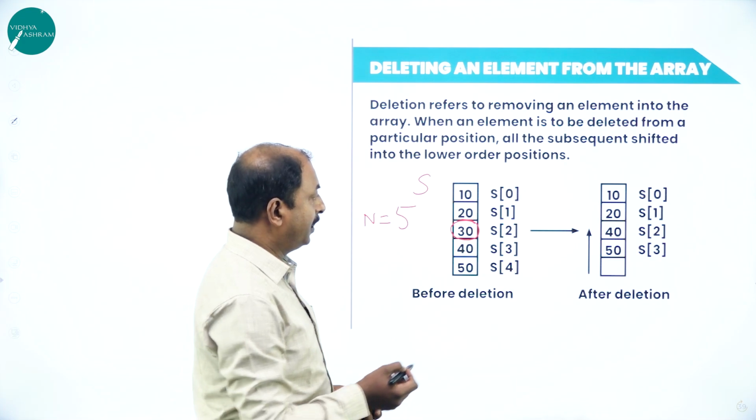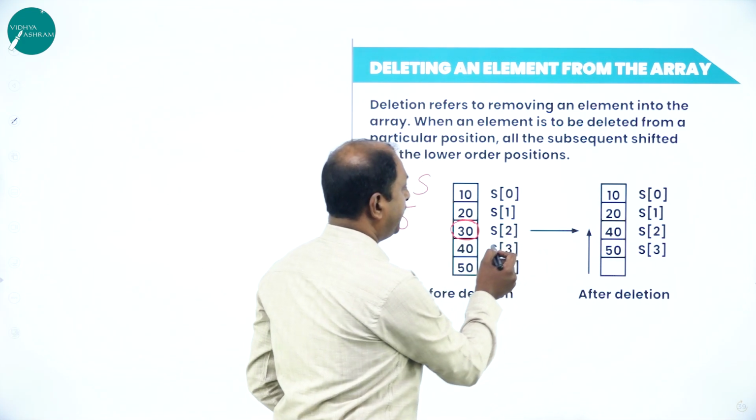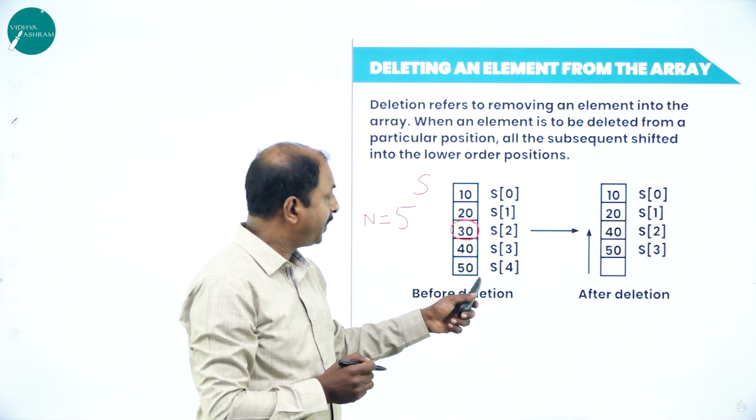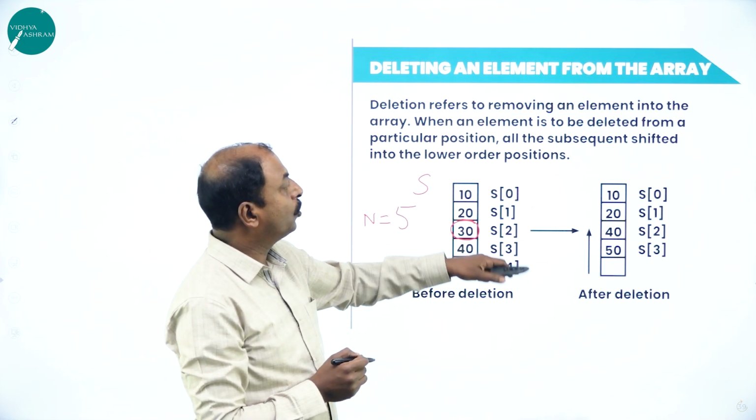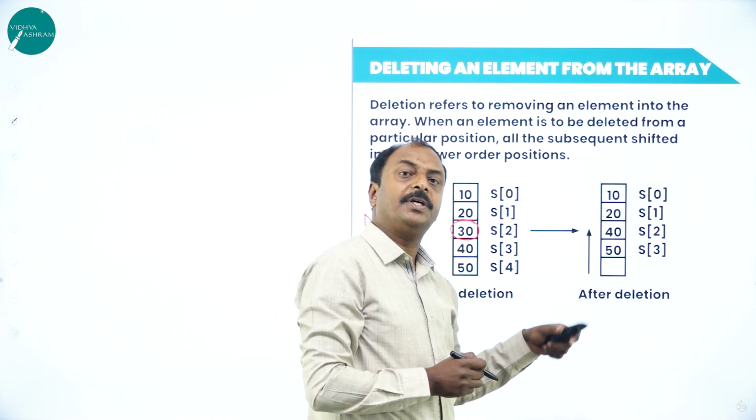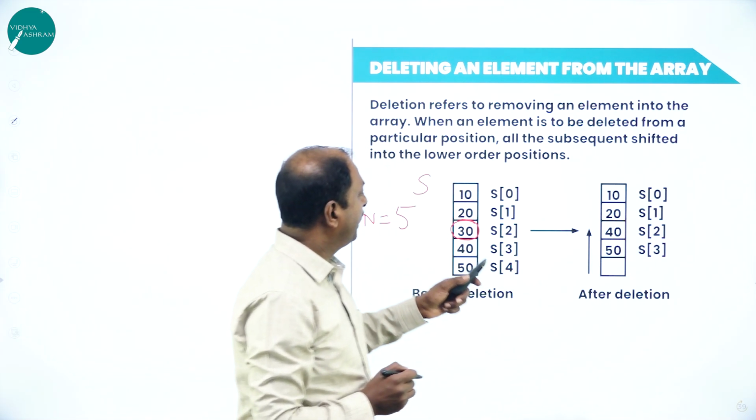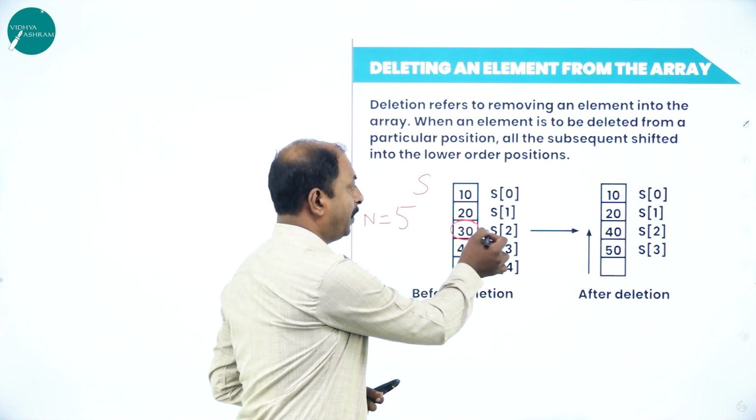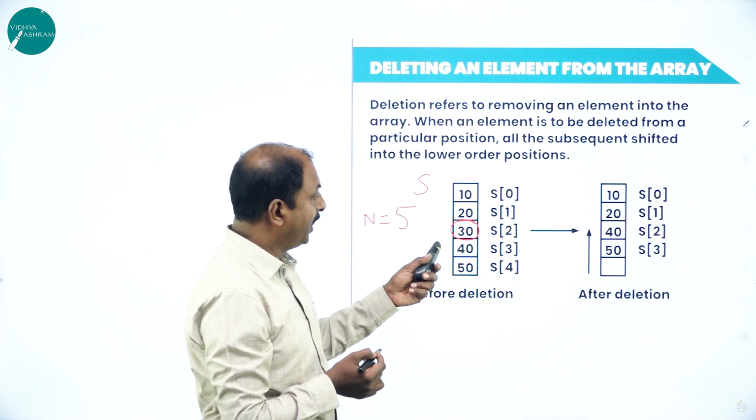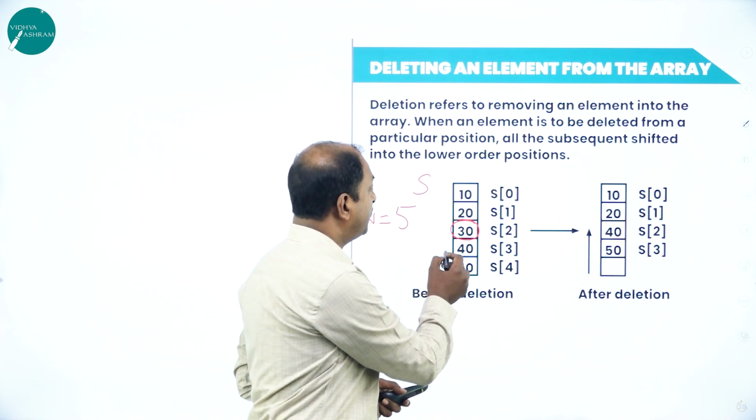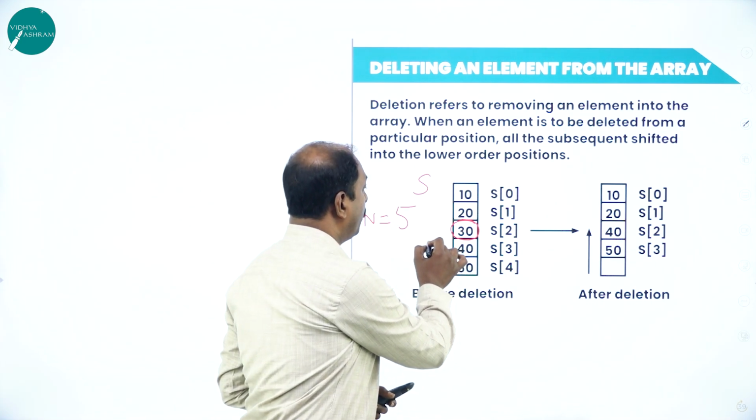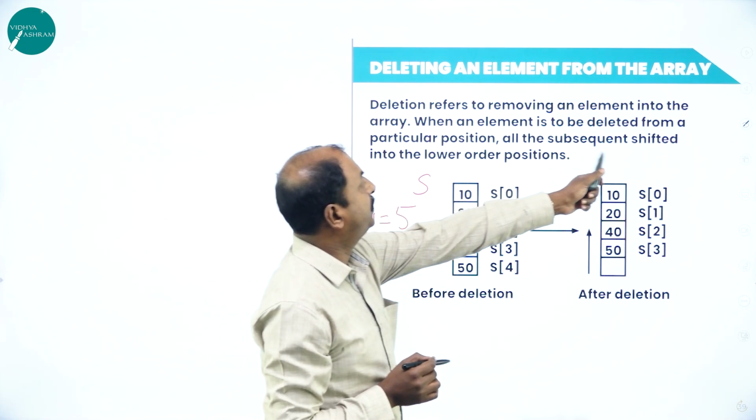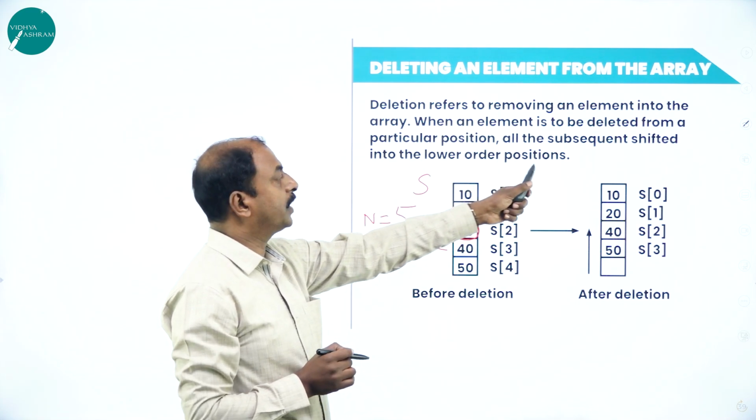See, from this particular point till the end of an array, till n minus 1, we have to shift to the lower order position, meaning to the previous index. For example, in this example, I want to remove the element at A[2], that is 30. So next, I have to shift this element 40 to the lower index, that is A[2]. That is the meaning of subsequent elements being shifted to the lower order position.